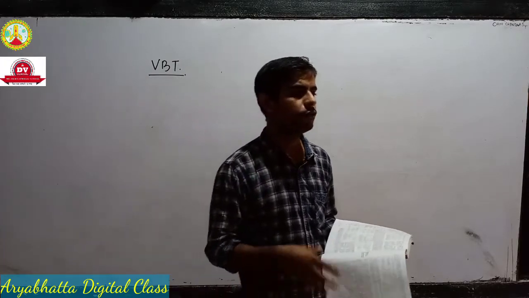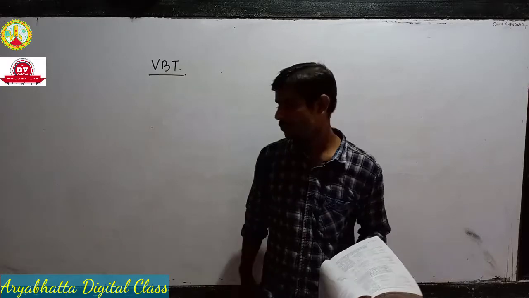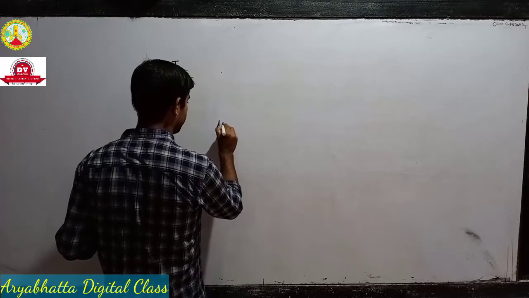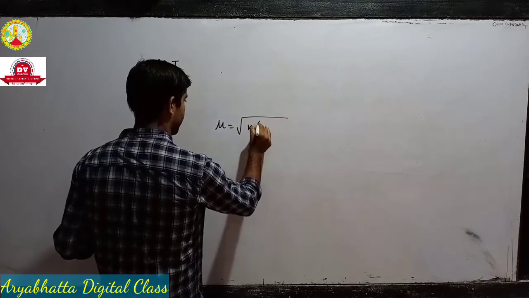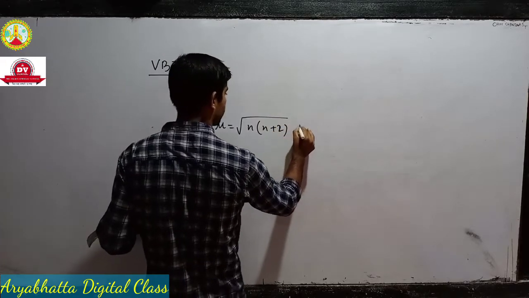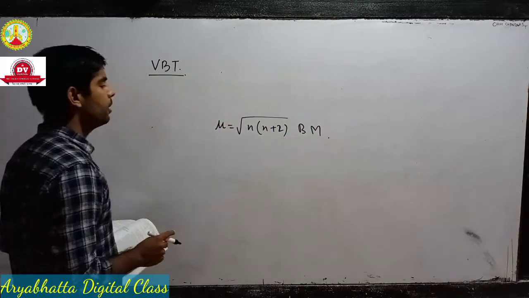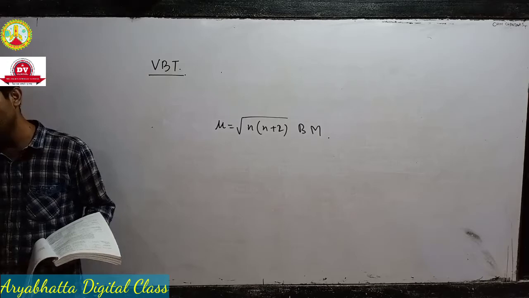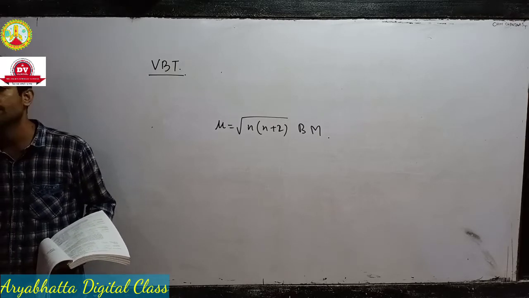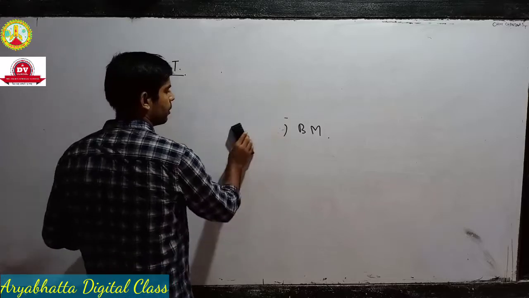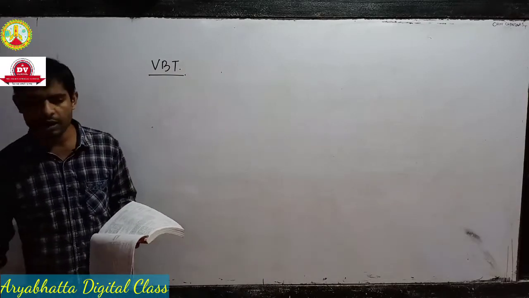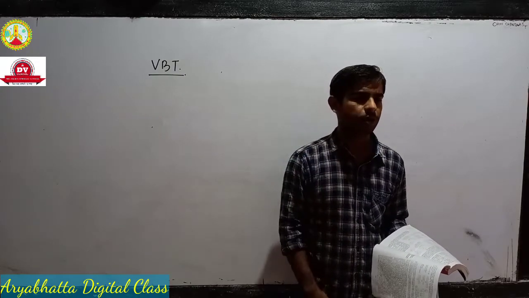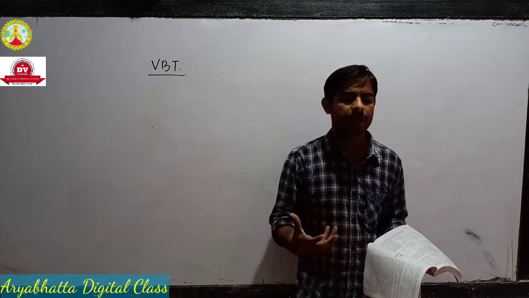In D block element I gave you a formula. The formula was like this: the magnetic moment is equal to root under n into n plus 2 Bohr's magneton. And what I told you is that n is the number of unpaired electrons. So in any complex, by knowing the oxidation state of the central metal atom, you can predict whether it is paramagnetic or diamagnetic.